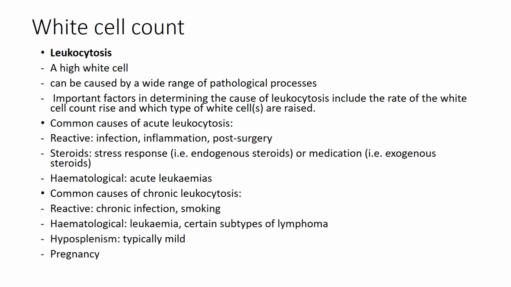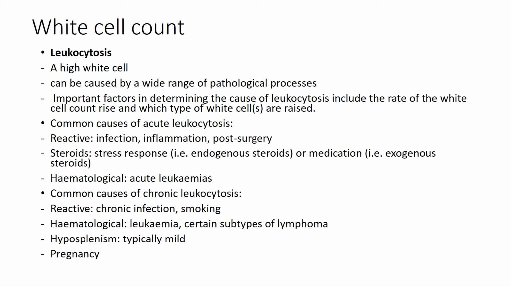Now let's look at the white cell count. Leukocytosis is where we have a high white cell count. It can be caused by a wide range of pathological processes. Important factors in determining the cause of leukocytosis include the rate of the white cell count rise and which type of white cells are raised.